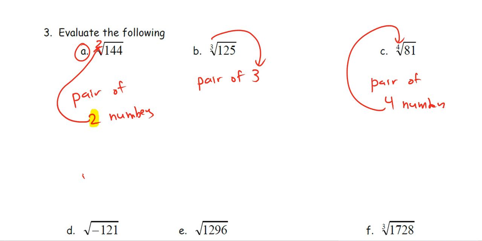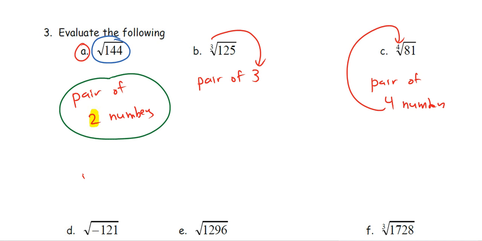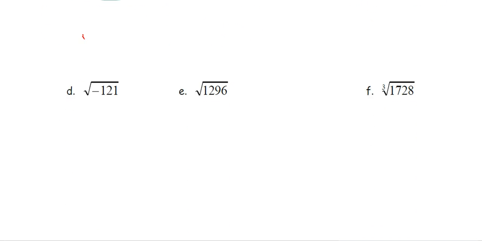Alright, so this 2 right here, sometimes you might see a 2 over there to indicate you need a pair of 2 numbers, but a lot of times we don't write the 2 for a single square root. But the idea is whenever you have just a square root by itself with no number out in the front, generally that means you are looking for a pair of 2 numbers. Okay. Alright, so let's keep that in mind as we move forward here.